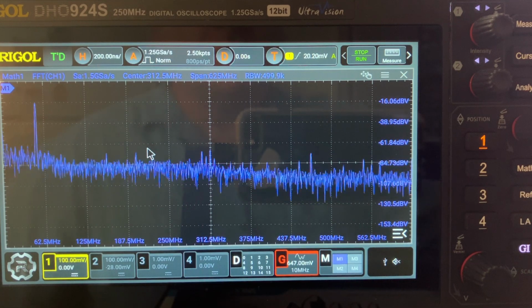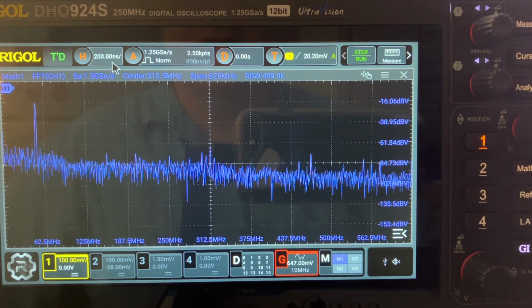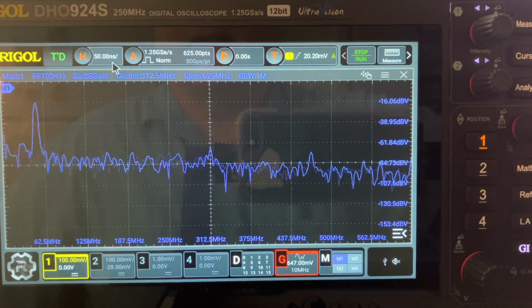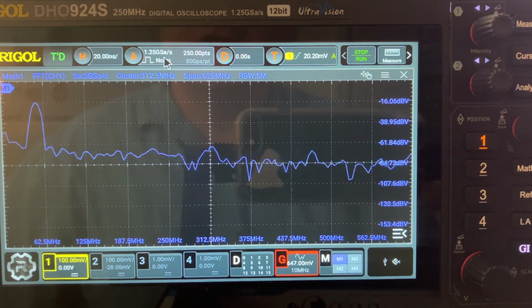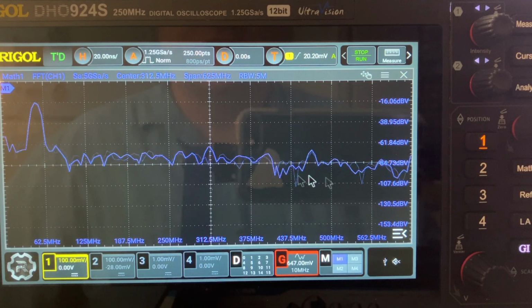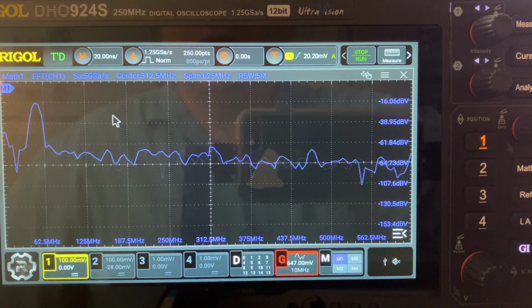We can change the sampling. Right now it's 200 nanoseconds. If I decrease the number of pixels, it's still 125 gigasamples per second, but now I have fewer points, so the information is not good. So if you want to evaluate the signal to noise, you want to increase this.